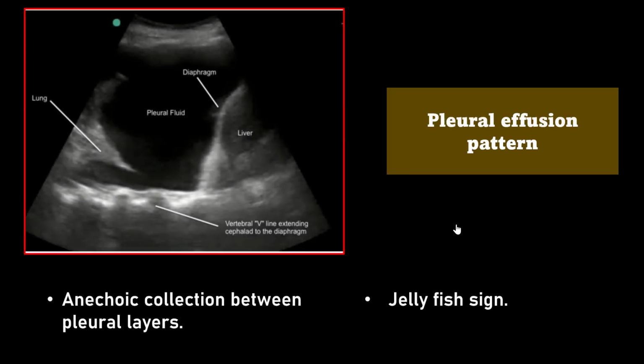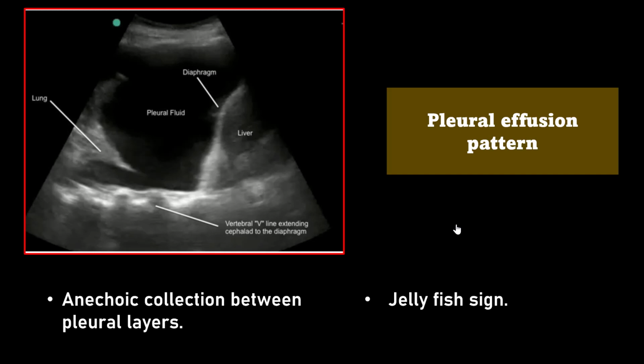Pleural effusion. This is a scanning of the inferior lung region in the lateral view. This is the liver, this is the diaphragm, this is a hypoechoic area indicating the presence of fluid, and this is a collapsed lung floating in this fluid. So this is a diagnosis of pleural effusion that can be a chylothorax or hemothorax, according to the clinical context.